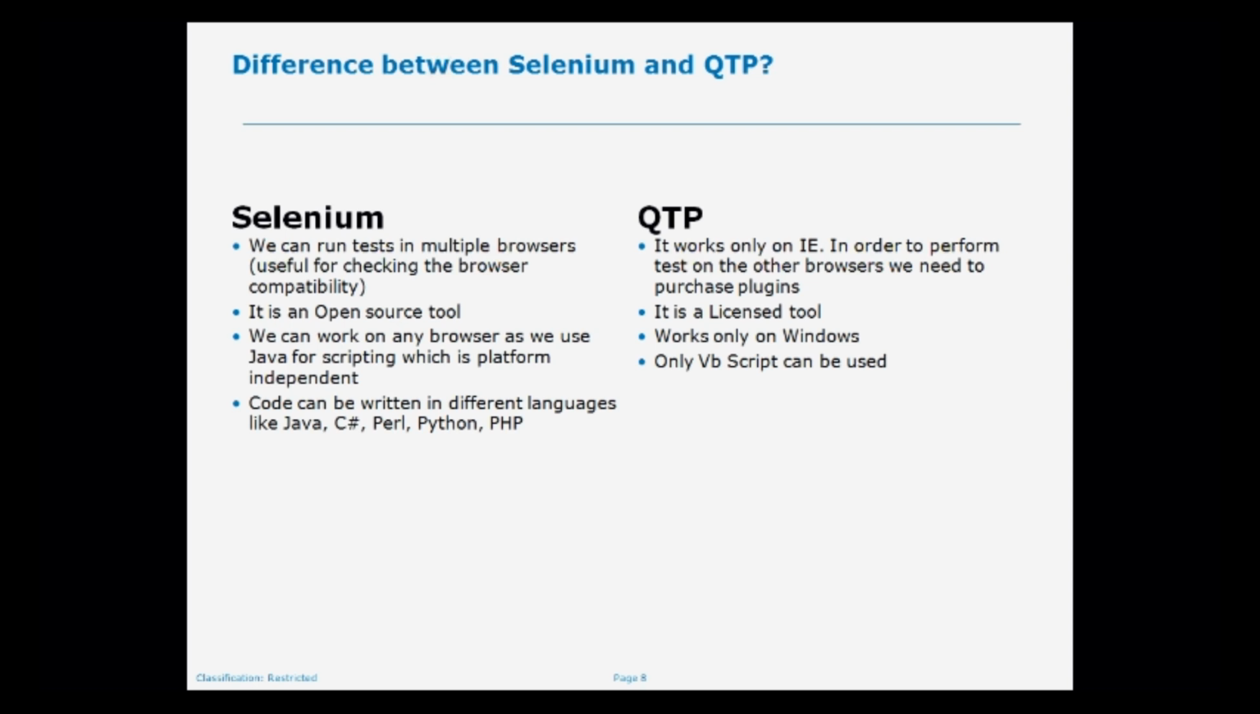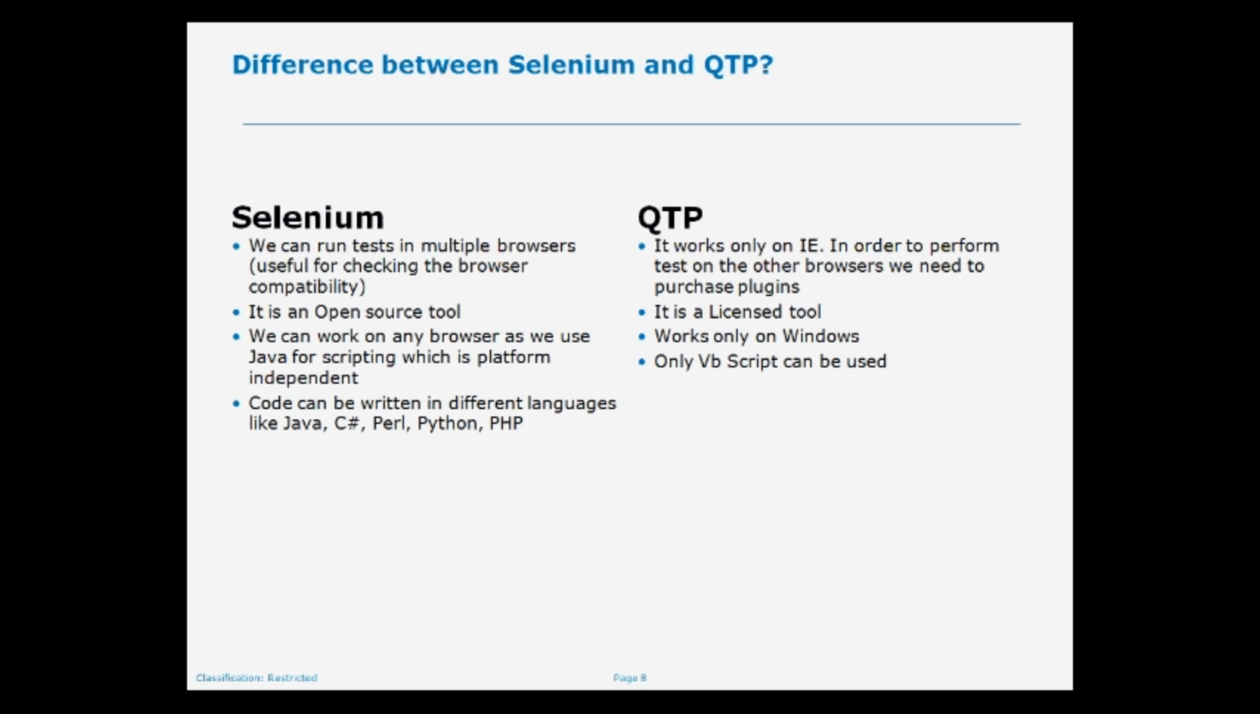When we take Selenium, it works on multiple browsers, so we can perform testing on multiple browsers. But QTP is restricted only to the IE browser. If we have to perform testing on other browsers, we have to purchase the license and the plugins for that. But Selenium, by default, gives us an opportunity to perform tests on multiple browsers.